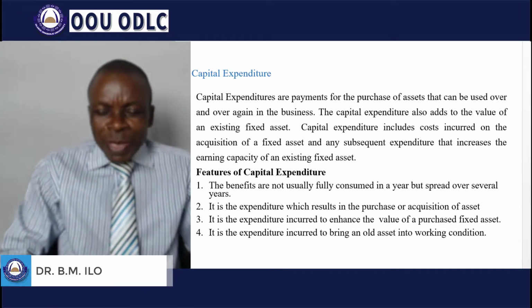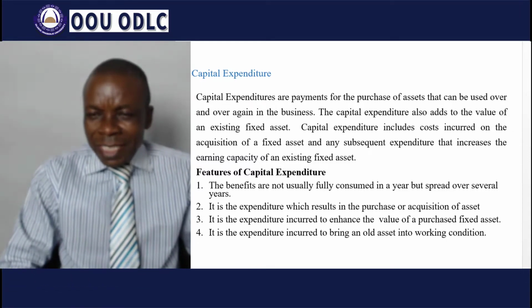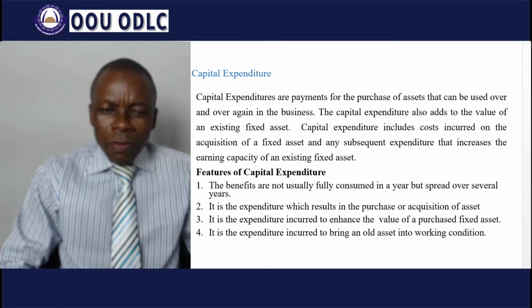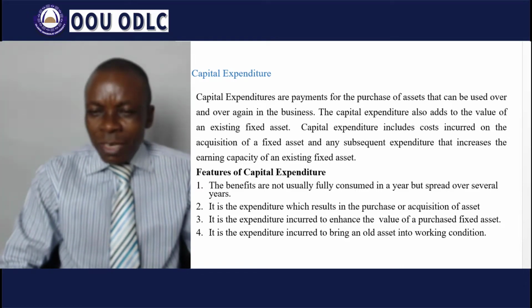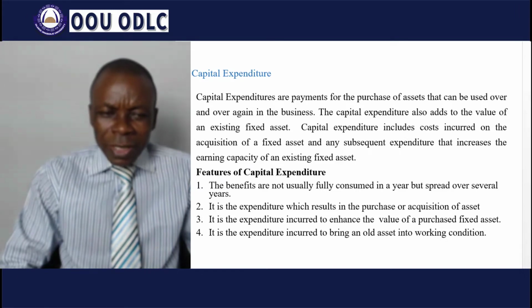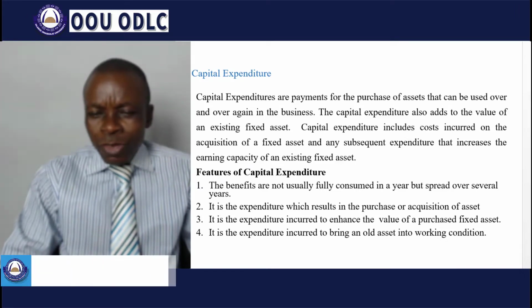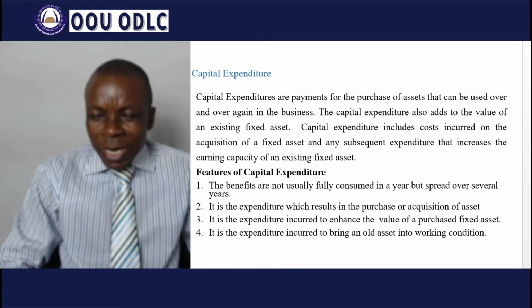So what is capital expenditure? Capital expenditure basically represents payments for the purchase of assets that can be used over and over again. Essentially, these represent a class of assets that you normally call fixed assets. So expenditure incurred on the purchase of fixed assets is classified as capital expenditure. So what are the features basically? The benefit that accrues to the organization from the use of such assets is spread over several years.